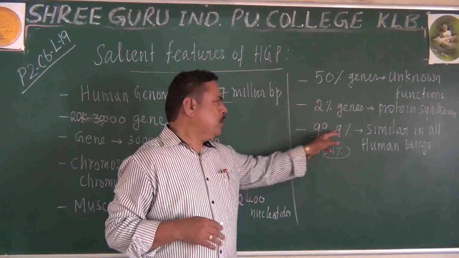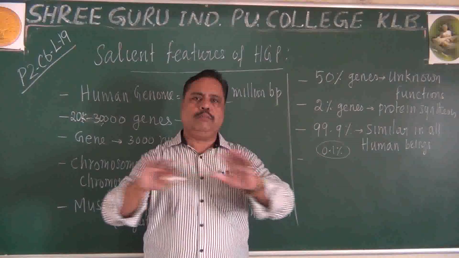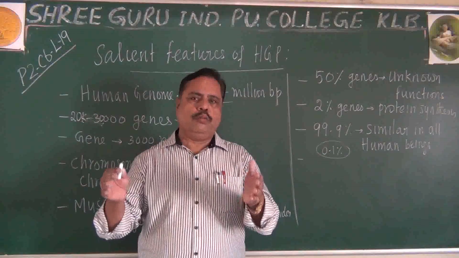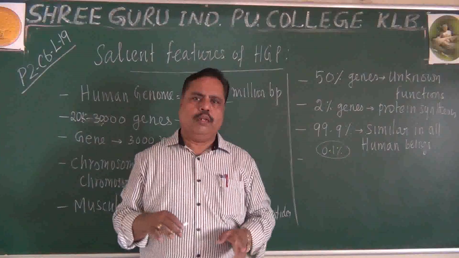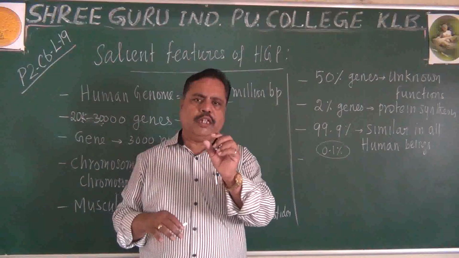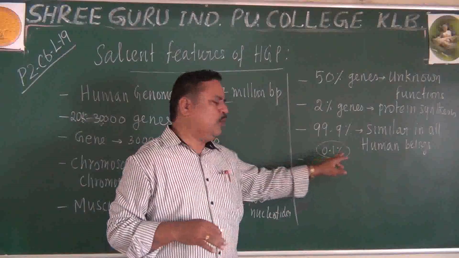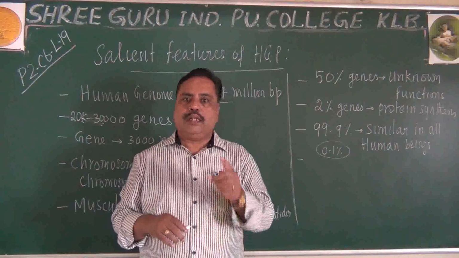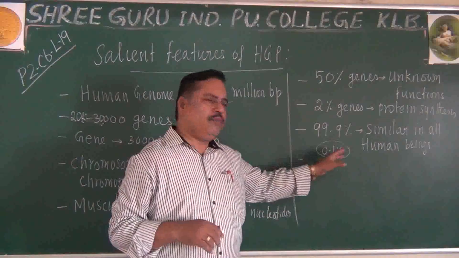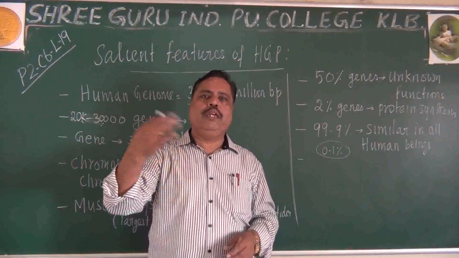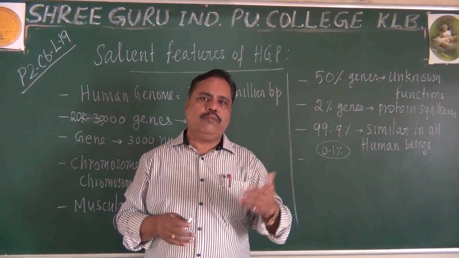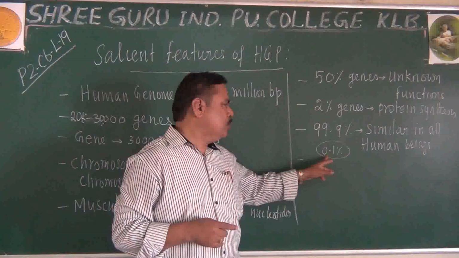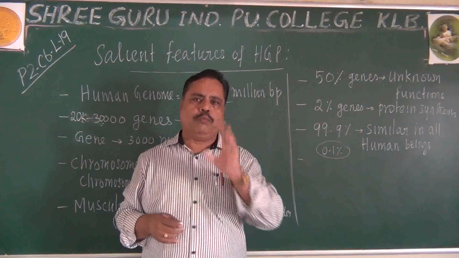In 99.9% we are all similar only. So our genome shares similar nucleotides, similar sequence only. Only in how much area is it differing? 0.1% only. That 0.1% of difference makes uniqueness in each human being. Why we are unique from each other is due to just this 0.1%.